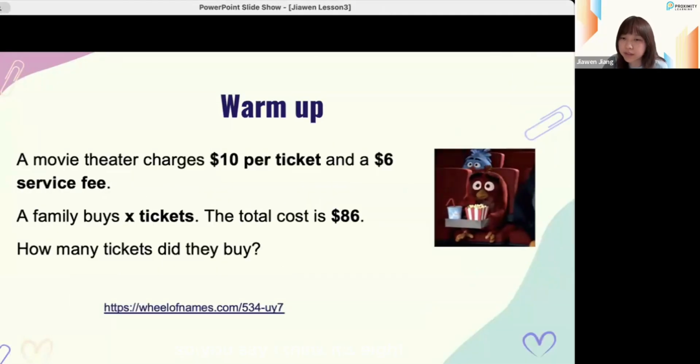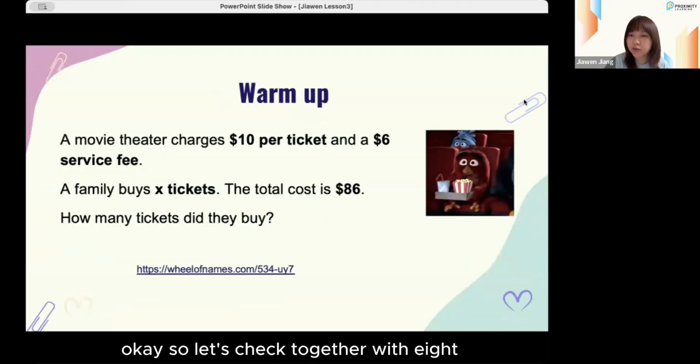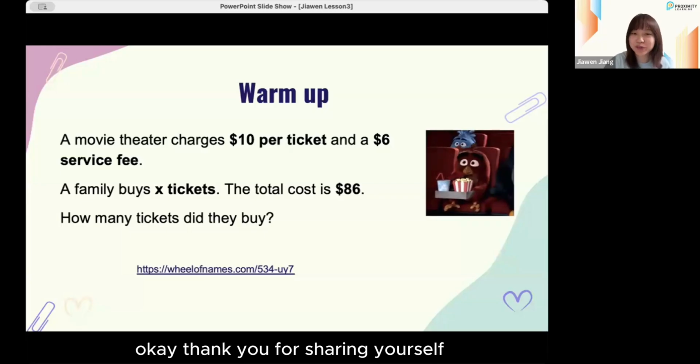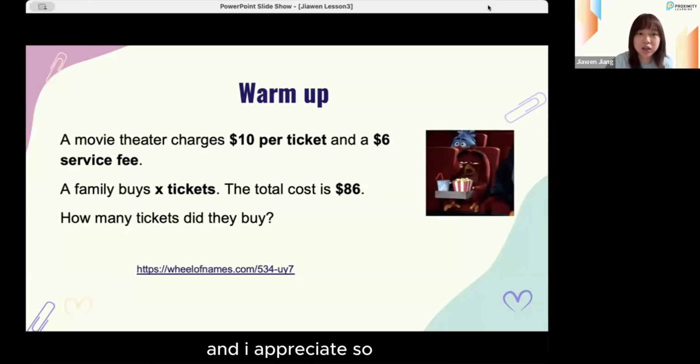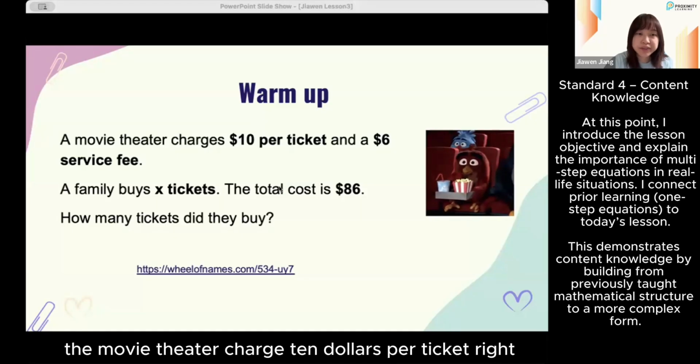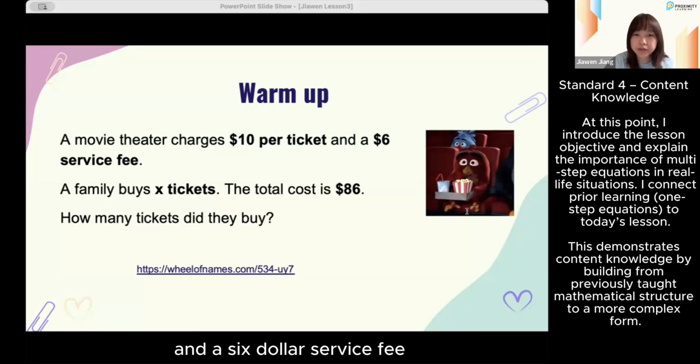Okay, so you say I think it's 8, but I'm not sure because I don't know if I have to do something else. Let's check together with 8. Thank you for sharing your thoughts and I appreciate it. So let's see together. The movie theater charges $10 per ticket, right? And a $6 service fee. A family buys x tickets and the total cost is $86.